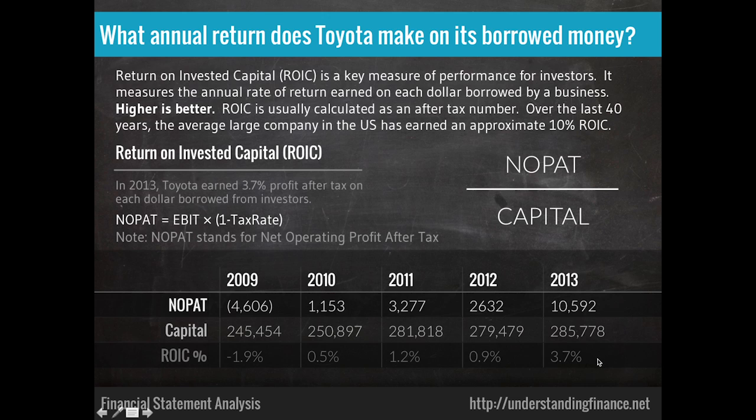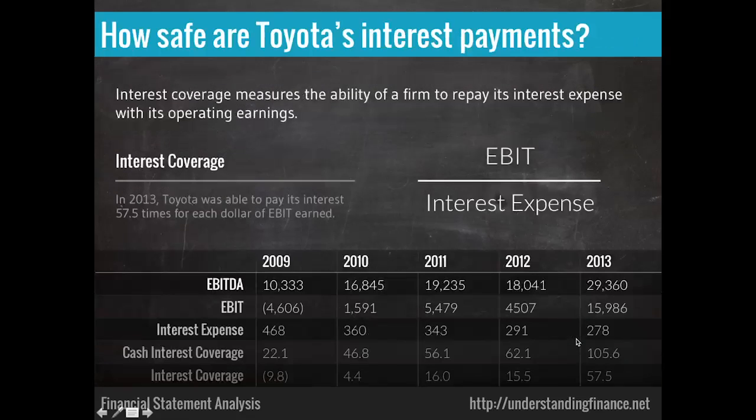Obviously a lot better performance. However, the average company over the long run earns 9%. So despite Toyota's improvement over the last 5 years, they still have a ways to go to get to the long-term average for a company.